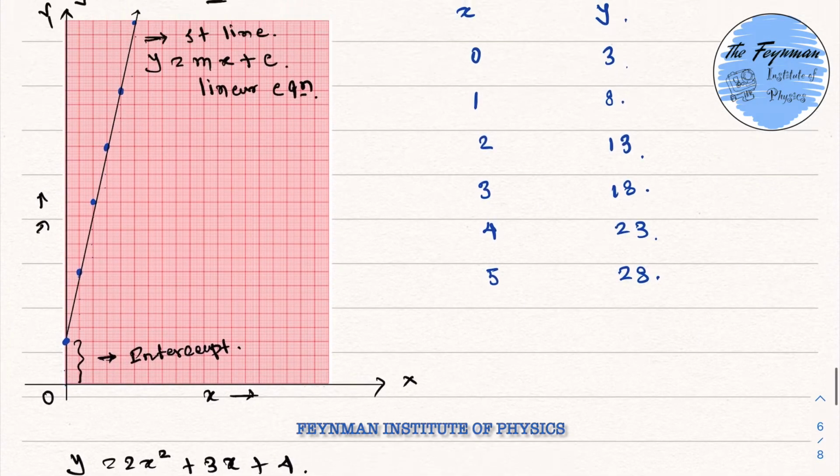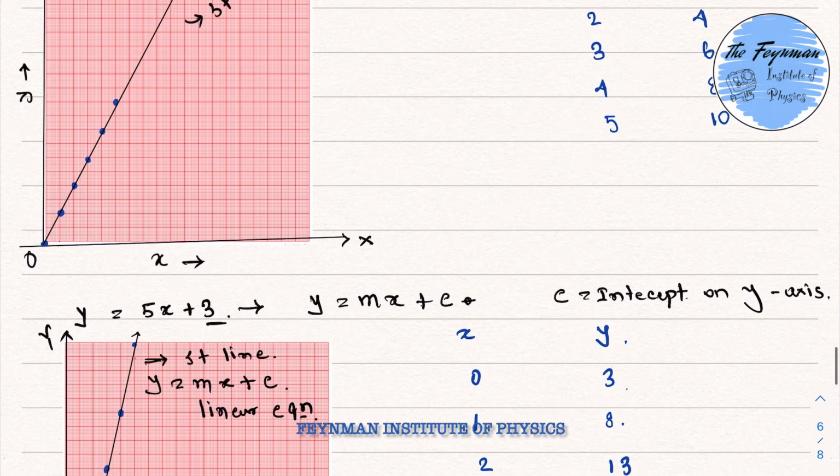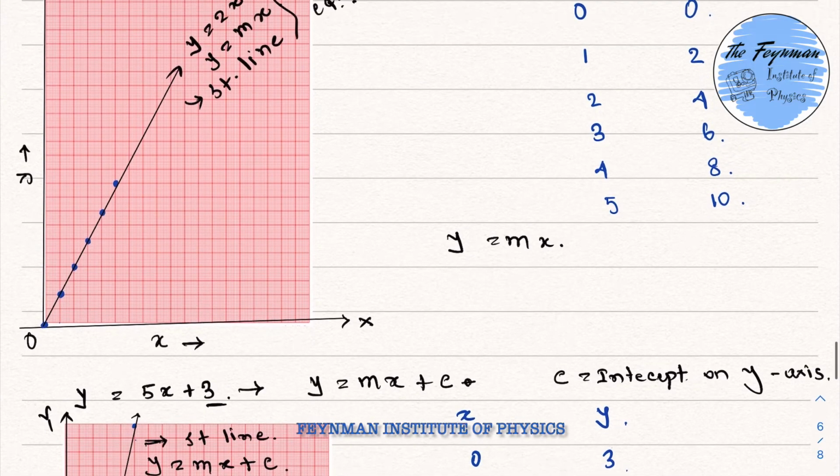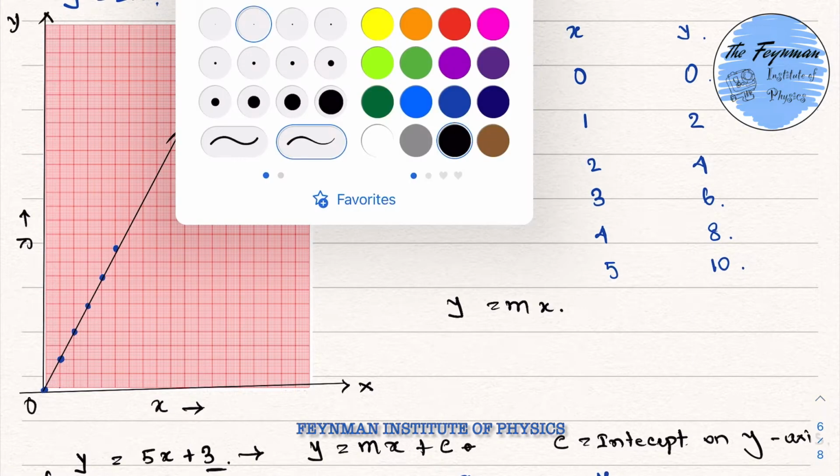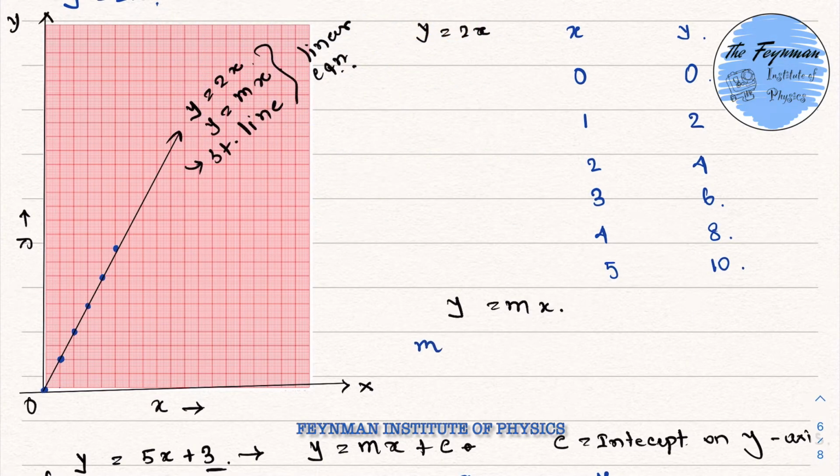Now we need to find what this m is. Say y is equal to mx is our equation. Suppose when the graph is passing through the origin, then we will have this kind of equation, y is equal to mx. Then by solving this equation, we can say that m is equal to y by x. So if we know the value of x and y, then we can find the value of m.